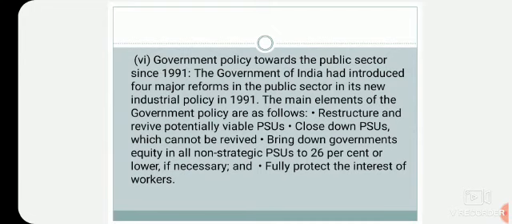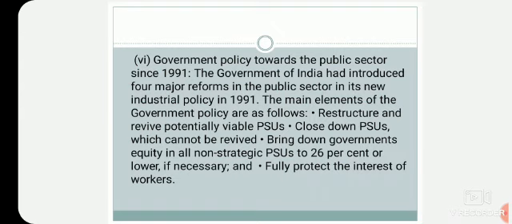Next, government policy towards the public sector since 1991. The year 1991 is a significant year in our Indian economy because the Indian economy merged with the world economy in that year. That is technically called what? LPG: liberalization, privatization and globalization.